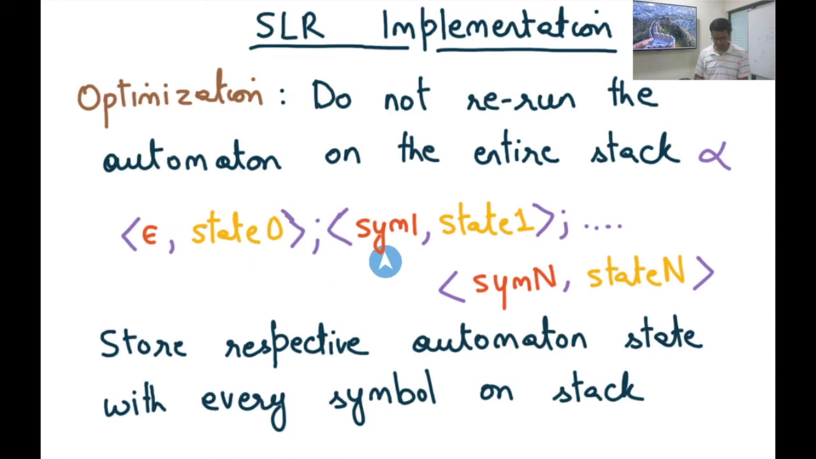And then the next symbol on the stack is sym1, and state 1 represents the state that is reached by starting in state 0 and consuming sym1. Similarly, state 2 would represent the state in the DFA that's reached by starting at state 0 and consuming sym1 followed by sym2, and so on. Similarly, state n is the state in the DFA reached by consuming symbols sym1, sym2, sym3, up to sym n. So we store the respective automaton state with every symbol on the stack, and so any time we shift, it is very easy to compute what would be the state associated with the new symbol that has been pushed on the stack.